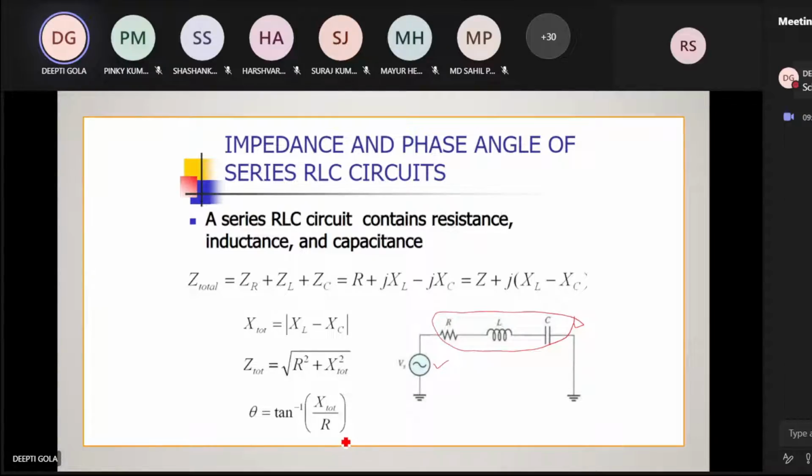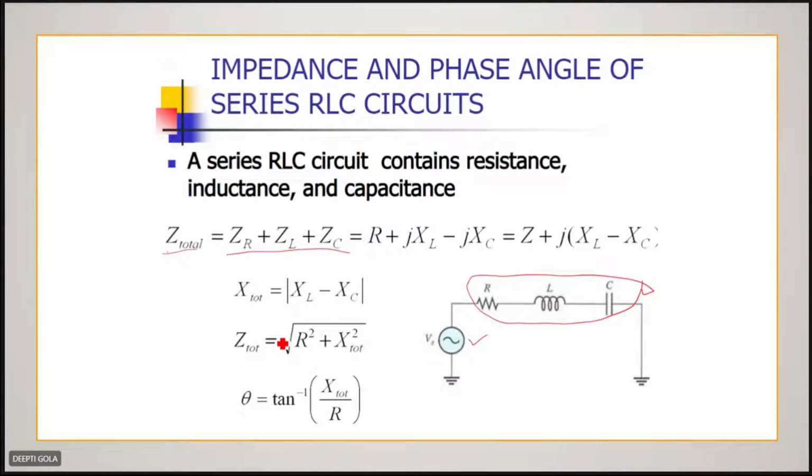Voltage source is connected with all these three elements. Okay, so what will be the total impedance of this circuit? The total impedance, if we calculate, will be the sum of the impedance of resistance, inductance and the capacitance. So that will be equal to R plus jXL.